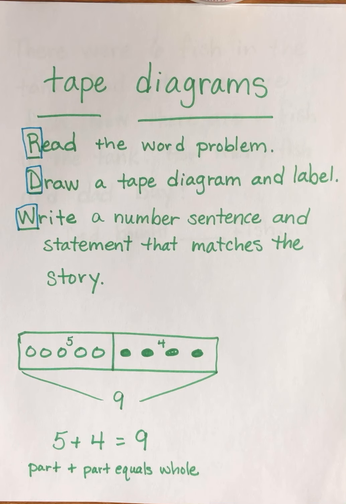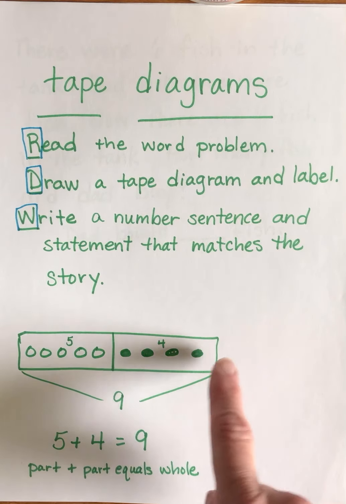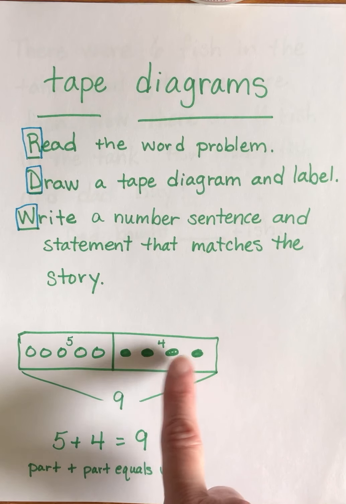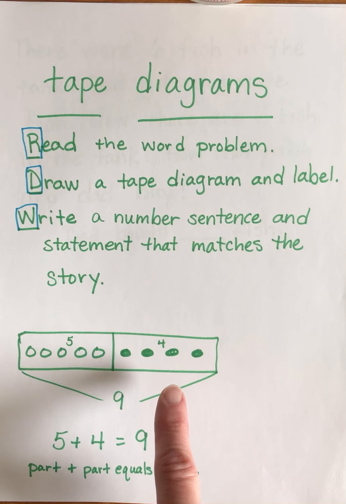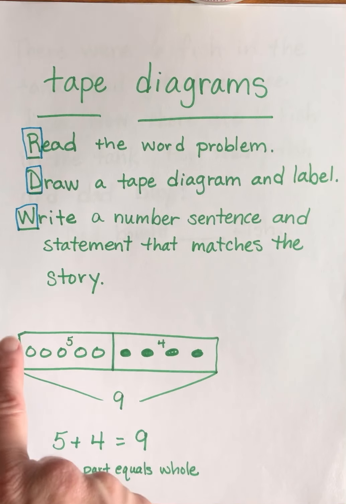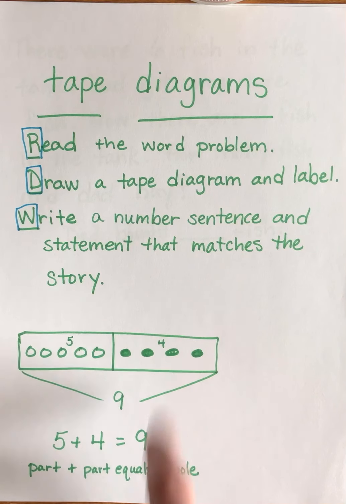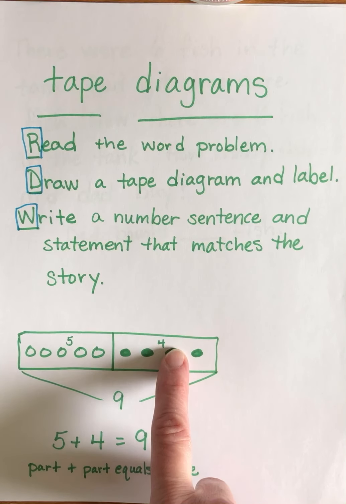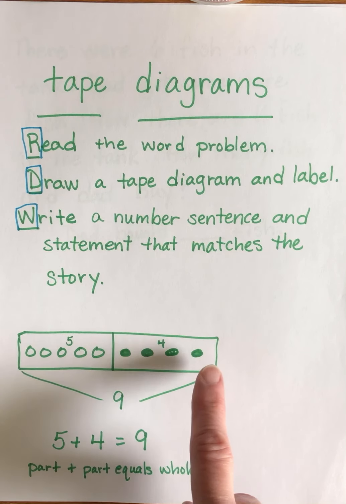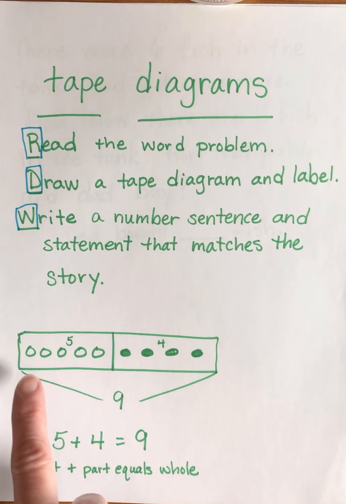Let's say the story was something like, Ruthie had 5 toys, then I bought 4 more toys. How many toys does Ruthie have now? So I drew 5, I drew 4, and notice I made open circles and colored in circles to show the difference between my parts. And I put a big box around all of them and a line in between so that each part was in its own box. Okay, I labeled this 5 and this 4. And then I can count and figure out how many there are altogether.